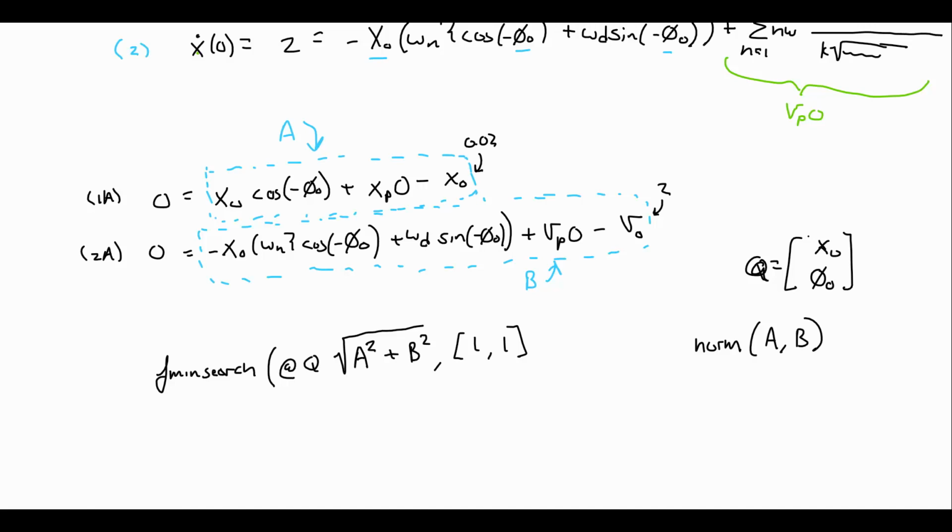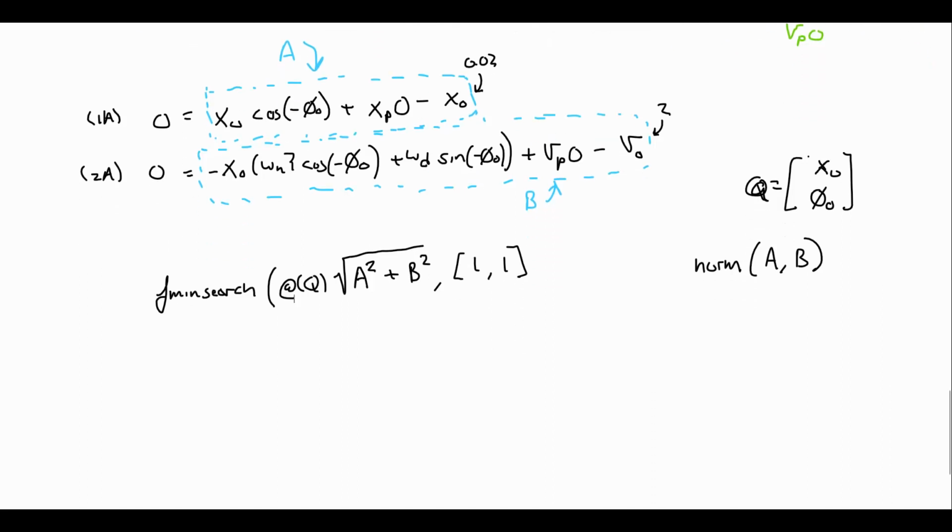Right, so what's going to be happening here, this has to be in parentheses. Maybe it's not the most efficient way to do it, but the reason this will work is it's going to try different values of q, where q is the vector of my x naught and phi naught. So it's going to try different values in A and B until it's minimized this function, the square root of a squared plus b squared. Well, when is this function going to be minimized? We want to think about that for a second.